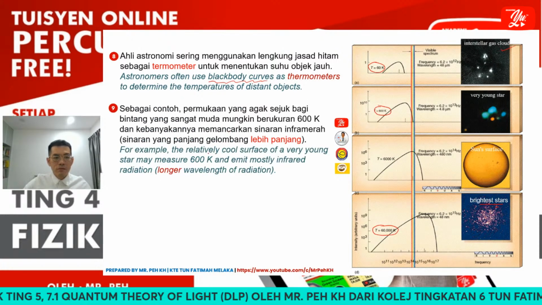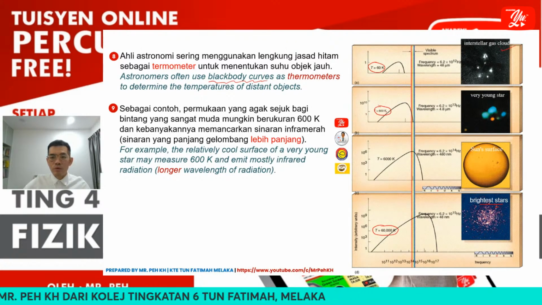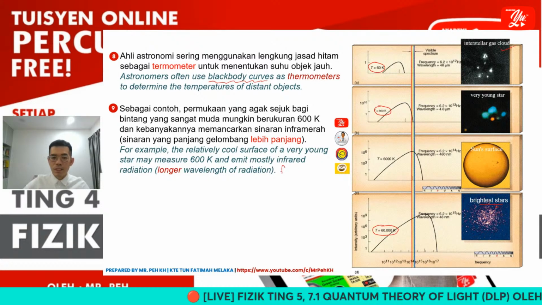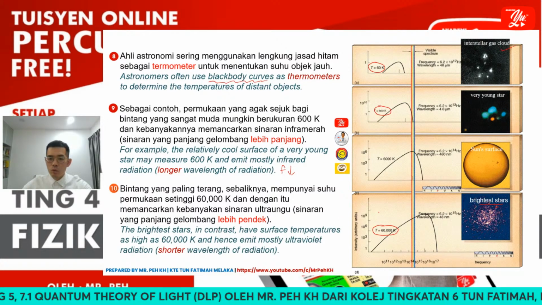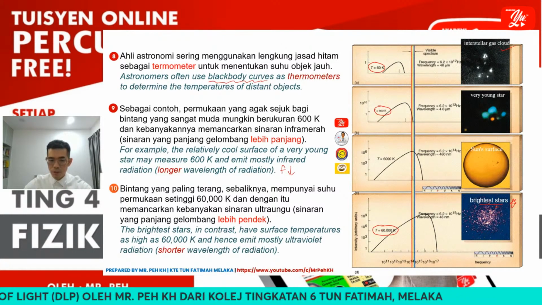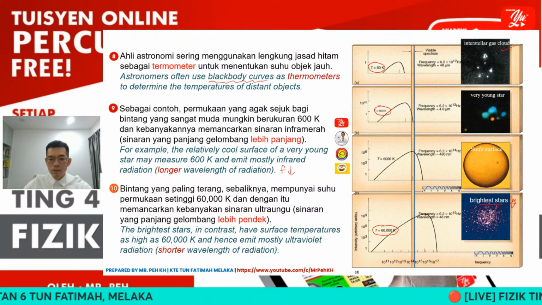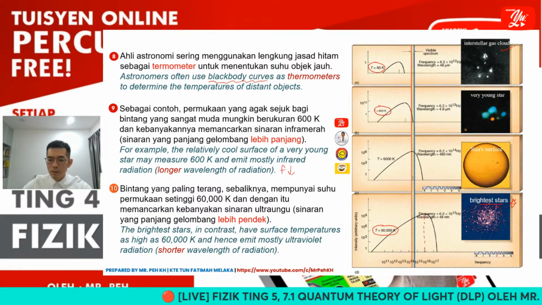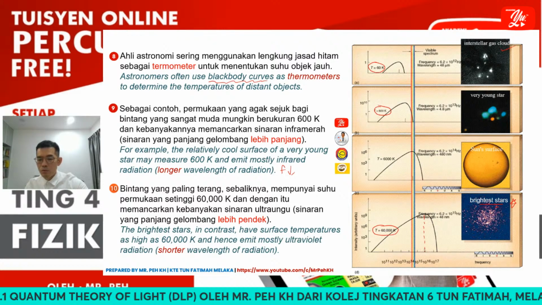Okay, so for example here, the relatively cold surface, if we compare using the very young star, is measured at 600 K, so it emits mostly infrared, and the wavelength will be longer, or you can say the frequency is lower. If we compare to the brighter star, you can see the surface temperature will be about 60,000 Kelvin. So ultraviolet radiation will be emitted, as you can see at the highest peak, and the radiation emitted will have a shorter wavelength.